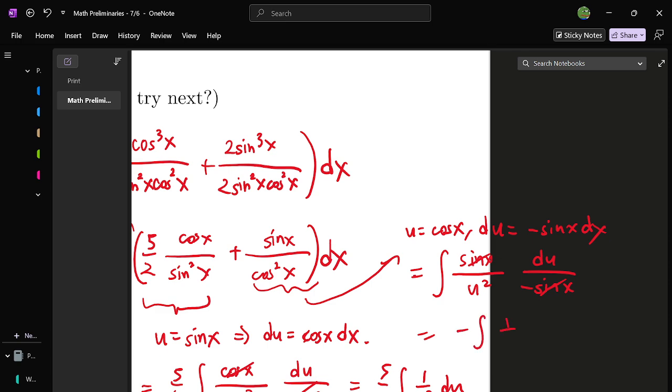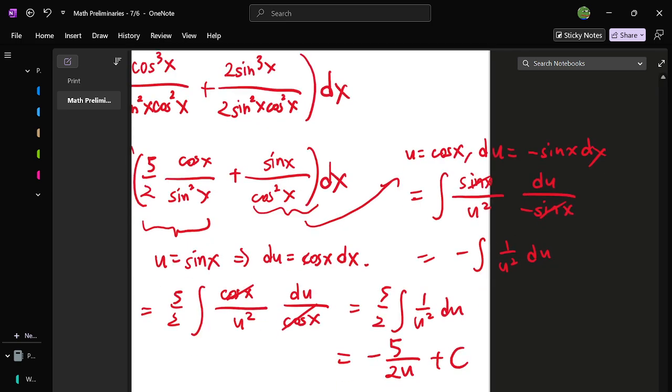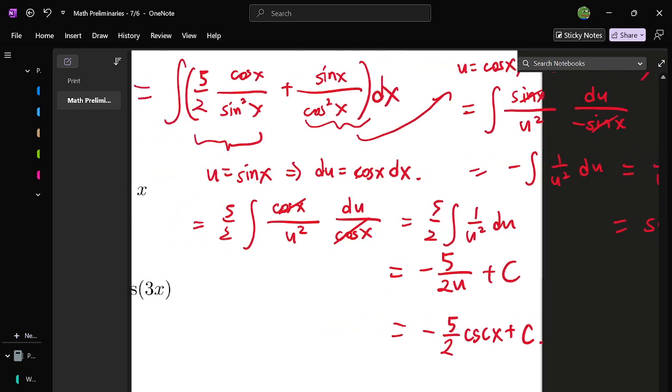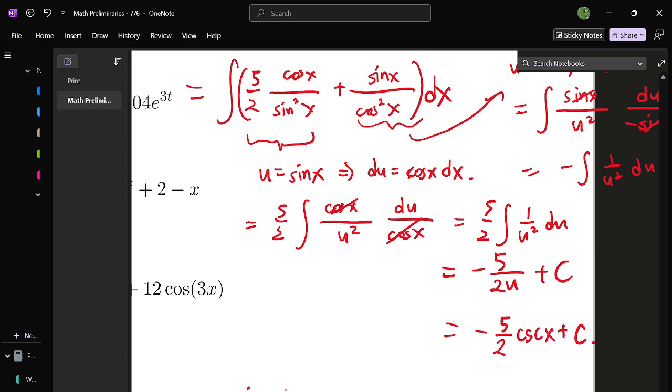And this time we have a negative sign here. So just be a little bit careful with that. This will be secant x plus c. So in total, we will have minus 5 over 2 cosecant x plus secant x plus c. That should be our final answer.